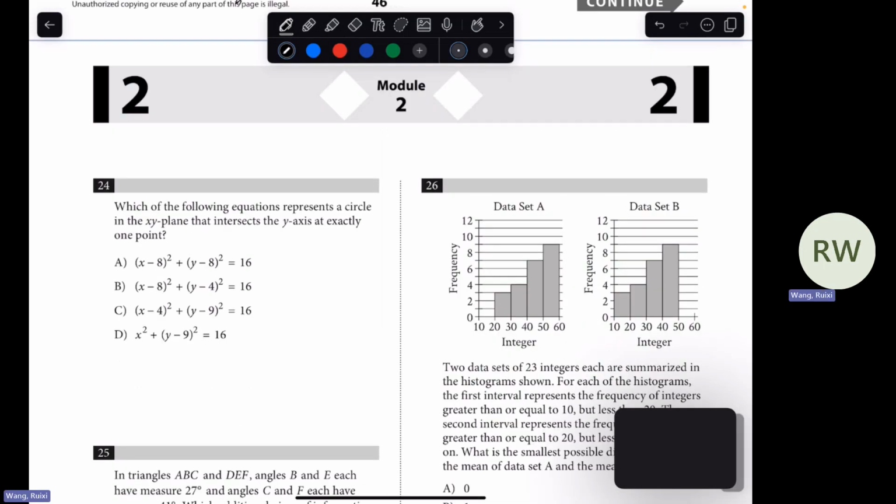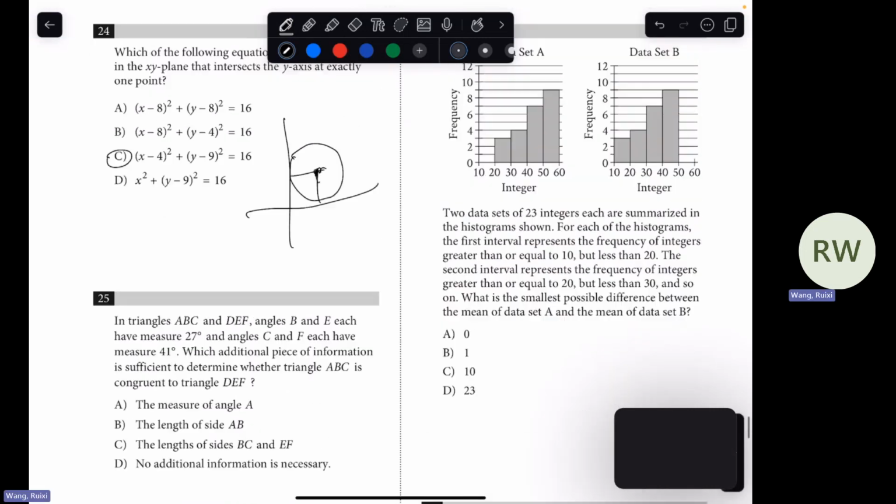Which of the following equations represents a circle in the xy plane that intersects the y-axis at exactly 1 point, right? So it's tangent to the y-axis, which means that the x-coordinate of the center of the circle must be the same as your radius, okay? Which means that the answer is C. Yeah, pretty simple.